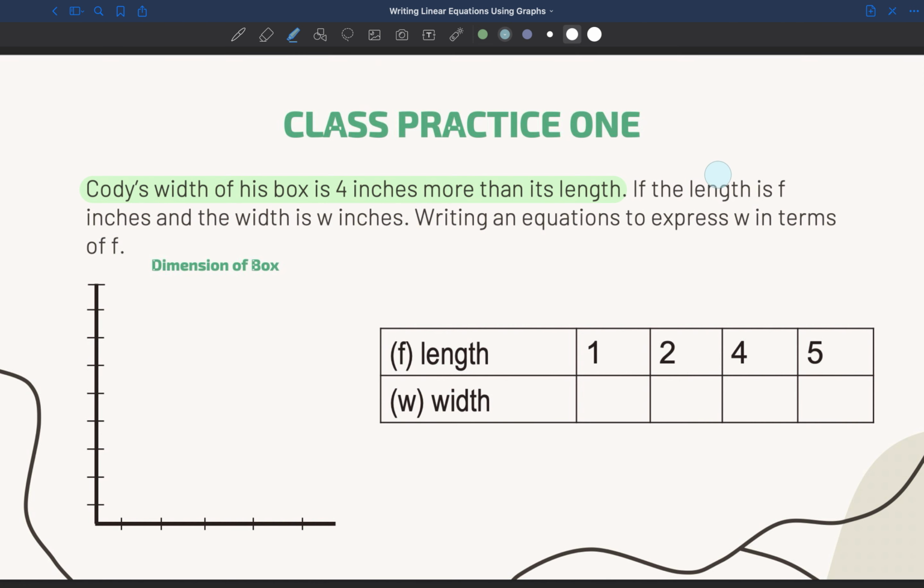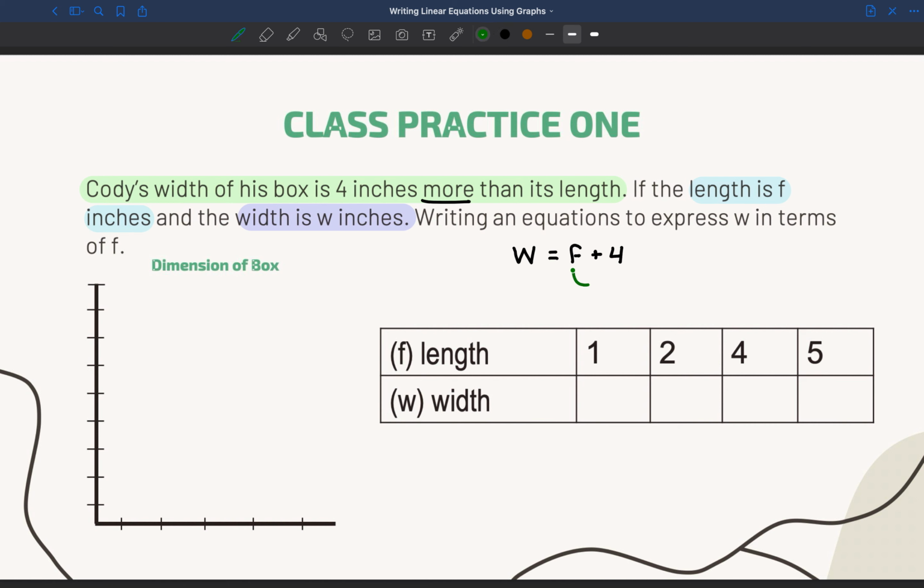And then we're going to highlight that the length is f inches and the width is w inches. And then it says to write an equation to express w in terms of f. Well, we know that w comes first when we're writing linear equations because it's written first. In terms of indicates an equal sign. And then we have f, because we write that next because it's addition, because it's 4 more. So we add 4.